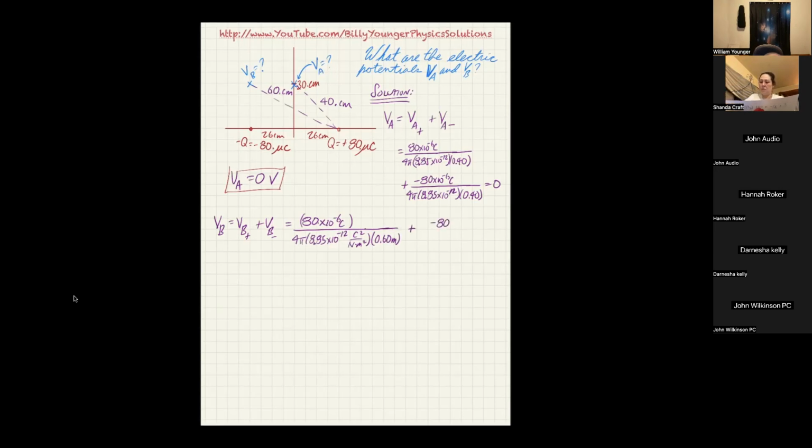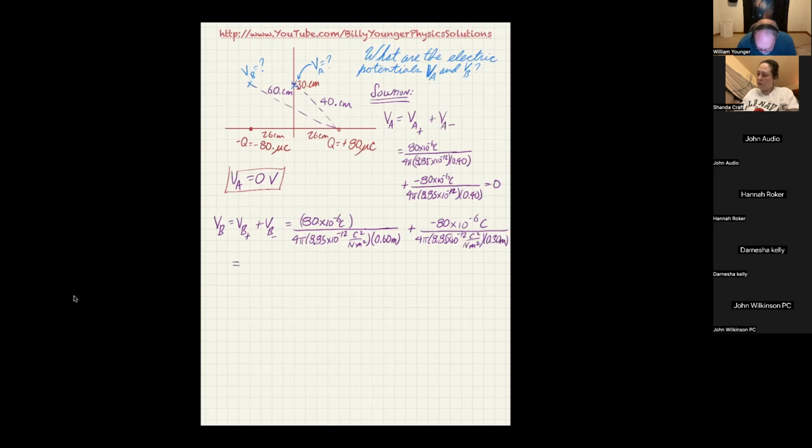Then I'm going to add to it the one from the negative, and this time it's going to be negative 80 times 10 to the negative 6 coulombs divided by 4 times pi times 8.85 times 10 to the negative 12th, again coulomb squared per newton meter squared. But this one's only 30 centimeters away because it's directly above it vertically, so it's going to be 0.30 meters.